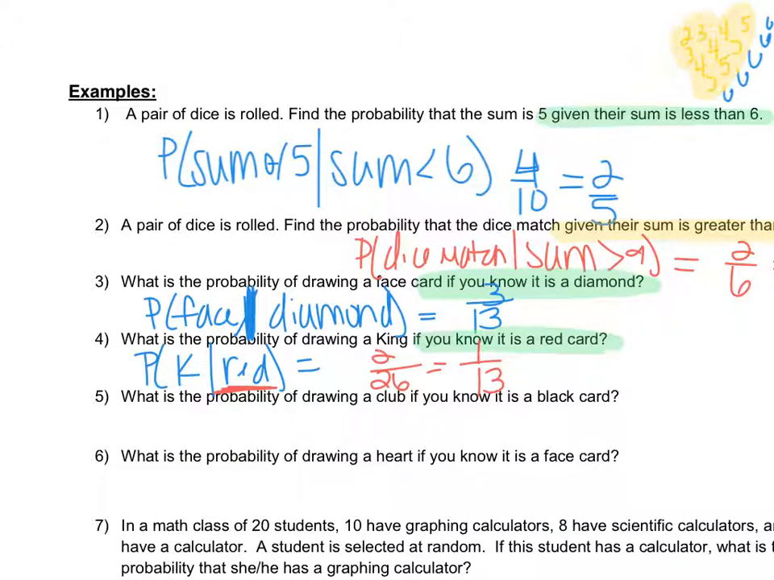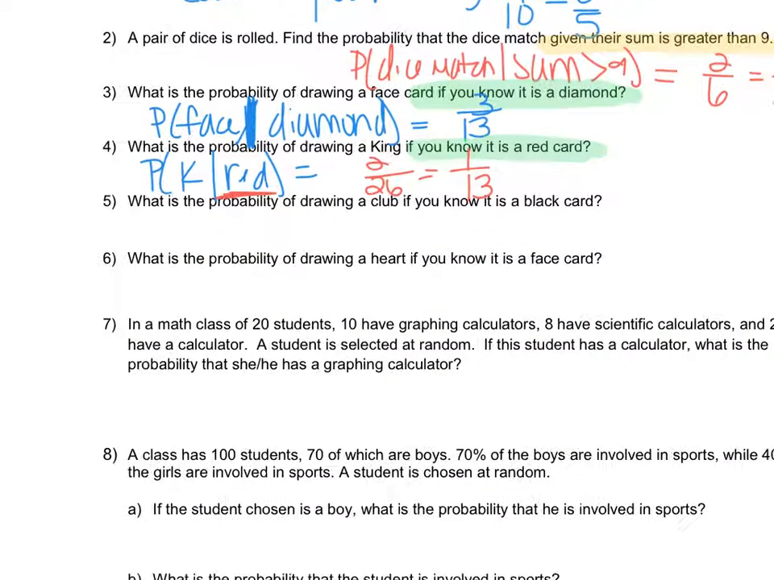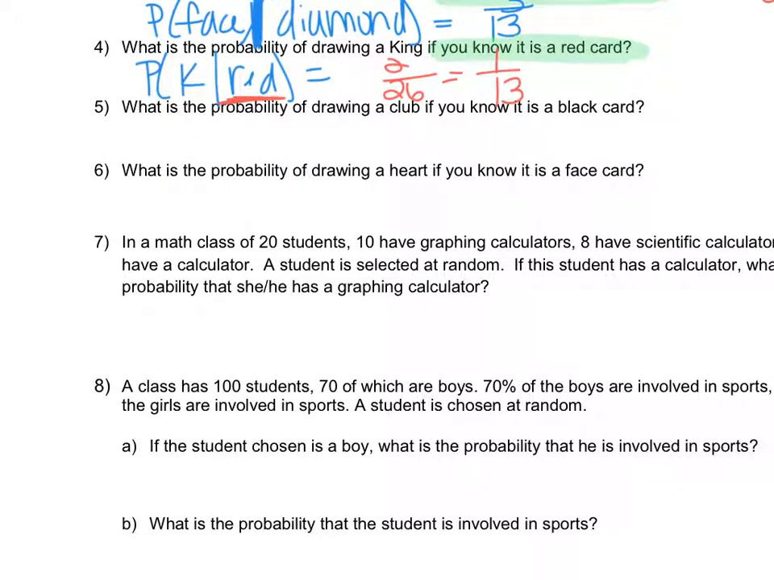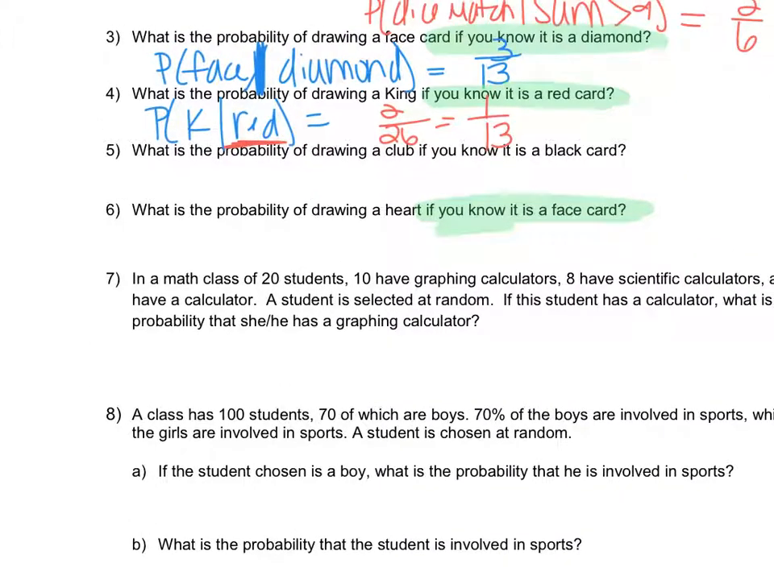Okay. All right, well, let's do one more. Let's do number 6. What is the probability of drawing a heart given that it is a face card? So here's my conditional probability because it says you know. So probability of drawing a heart given that you already know that it is a face card.